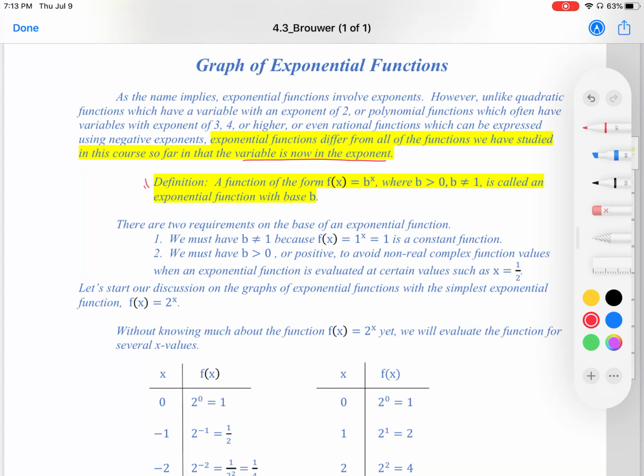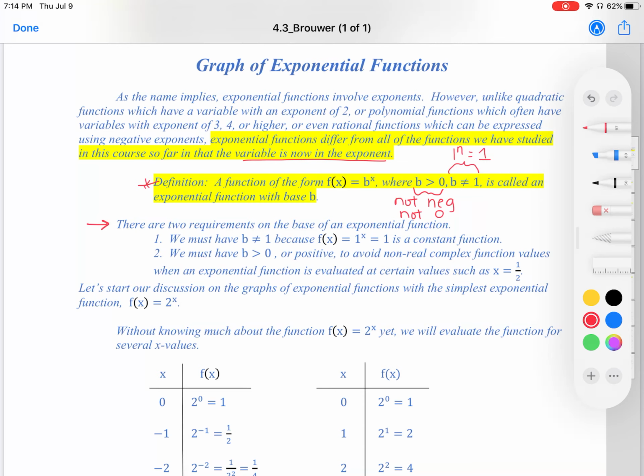Definition. A function in the form f of x equals b to the x power, where b is greater than 0 and b is not equal to 1, is called an exponential function with base b. So just to emphasize, greater than 0 means it's not negative and it's also not 0, right? So it's any number that's bigger than 0. So a half, 1, 2, that's fair game. And not equal to 1, well, it just can't equal 1 because 1 raised to any exponent will just give us back 1.